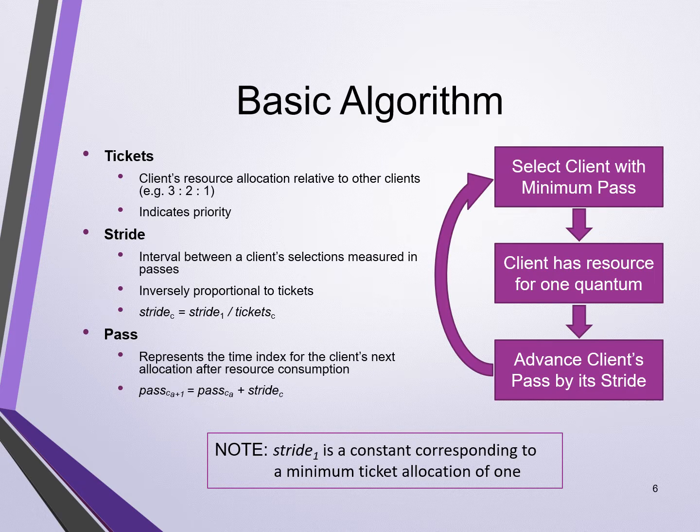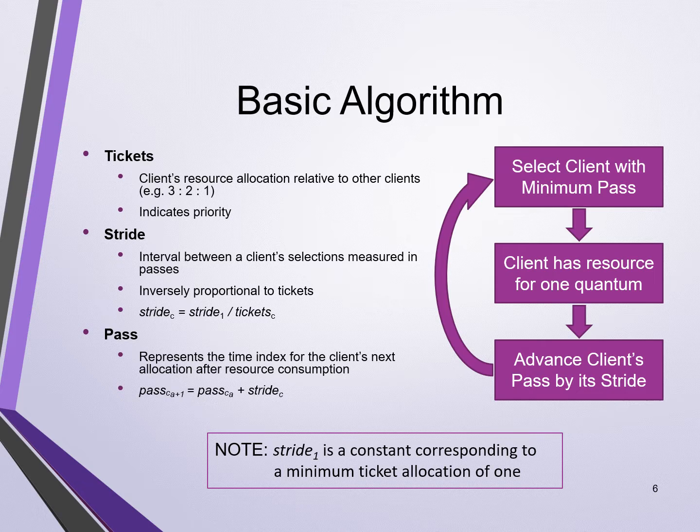So let's begin by going over stride scheduling's basic algorithm. Each client has 3 state variables: tickets, stride, and pass. The client's tickets specifies the client's resource allocation relative to other clients. For example, again, the 3 to 2 to 1 allocations of tickets we discussed earlier in lottery scheduling. Client A has 3 times the priority of client C, client B twice that of client C.